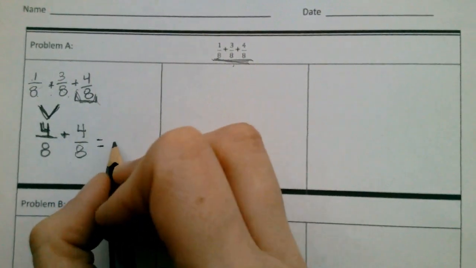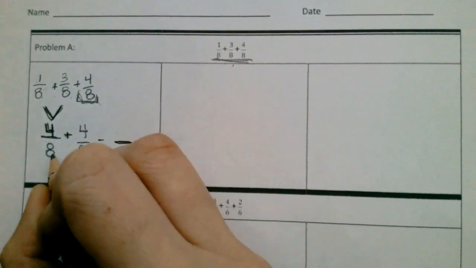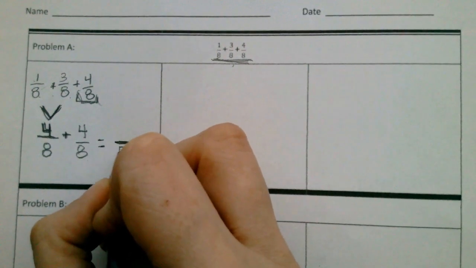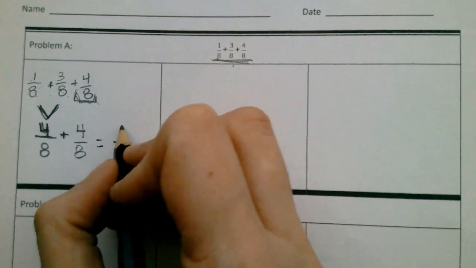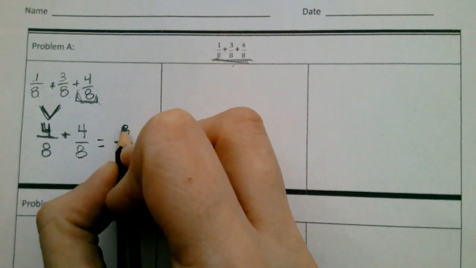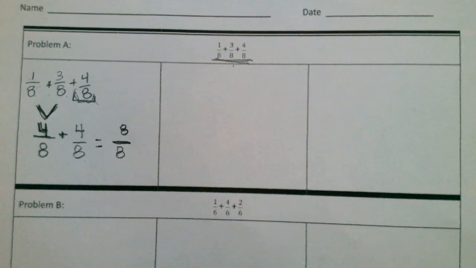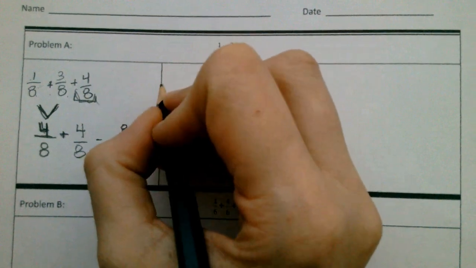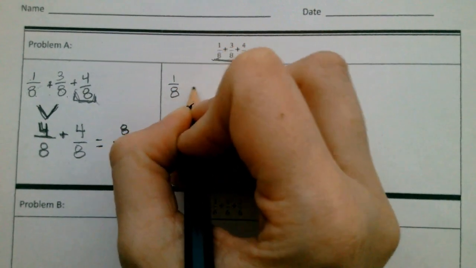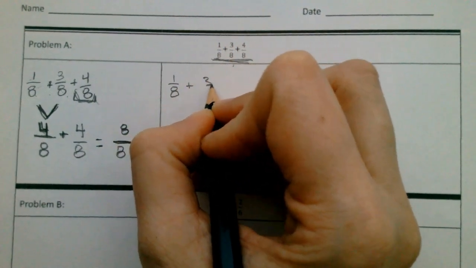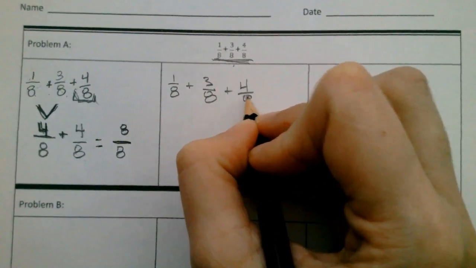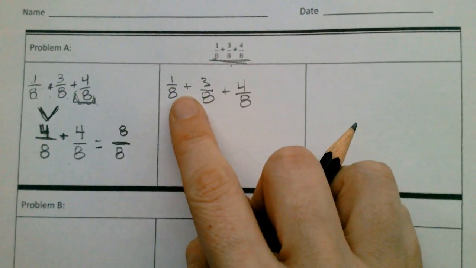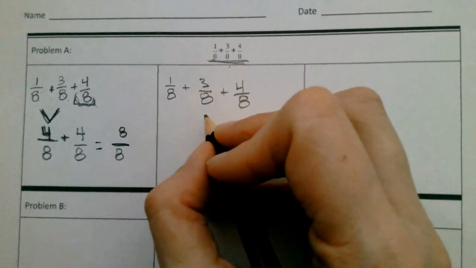4/8 plus 4/8, let's solve that. Our denominators are both 8, so we're going to leave that there. And our numerators are both 4. So we got 8/8 for our first problem. Now we are going to write the same problem again and solve it a second time using a different method. So we're going to add not the first two fractions together. Let's add the second two fractions together.